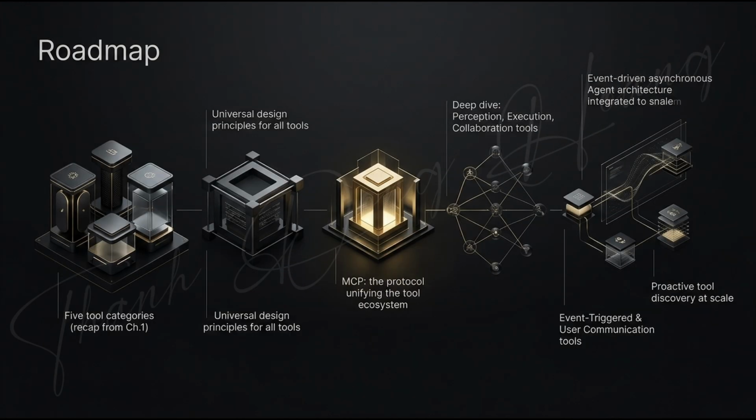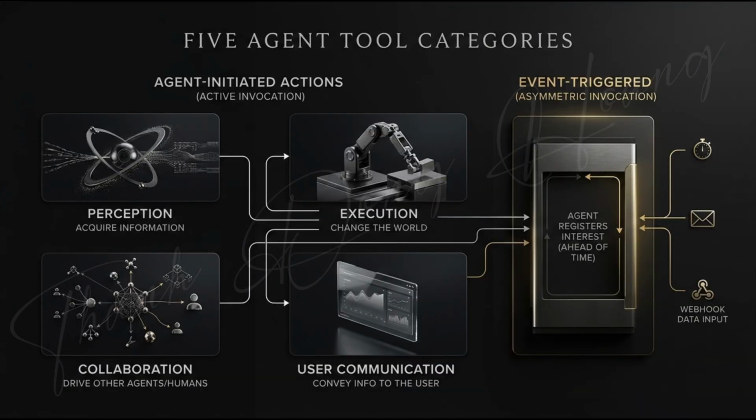Roadmap. Here's where we're headed. We'll start with the 5 categories of tools an agent can use. Then we'll cover the design principles that make any tool good, followed by the protocol that lets tools from different vendors work together. From there, we'll go deep on the 3 tool categories an agent calls on its own initiative. Then, shift to the architecture needed when the world needs to call the agent instead. And close with how to keep agents fast and accurate even when they have access to hundreds of tools.